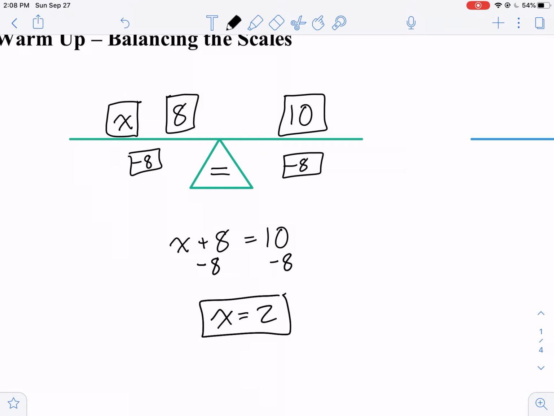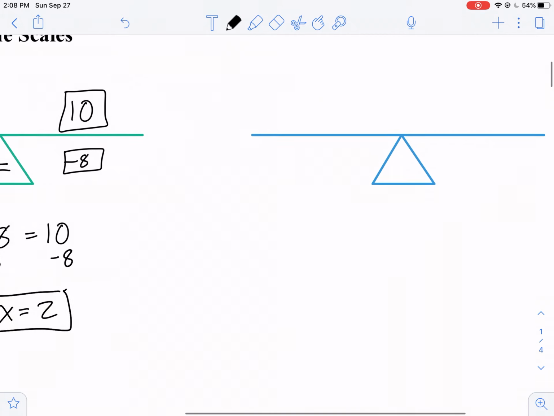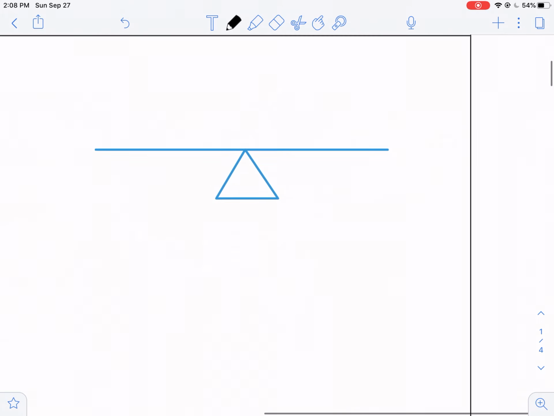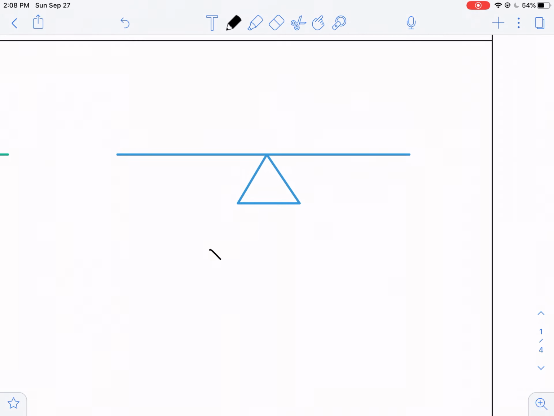Let's say that instead of x plus 2, we have x times 2. Or rather, I'm going to rewrite it. I'm going to say 2x. Let's say we have 2x, and that's equal to 24. Okay, so on the one side of our balance, we have an x box, we have another x box, and on this side, we have a 24 box.